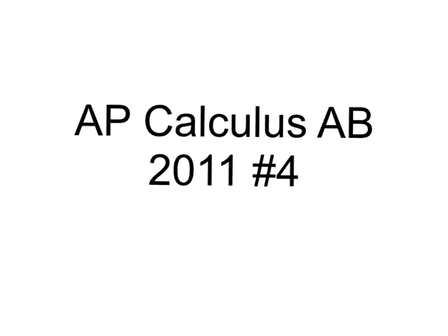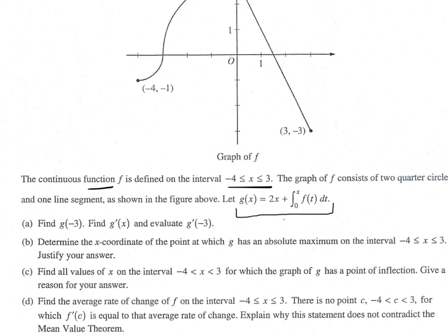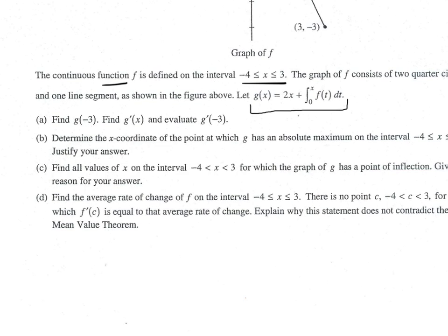This is number 4 from the 2011 exam. Okay, so we have this continuous function on our interval -4 to 3 that consists of 2 quarter circles and 1 line segment. And we're also given that g of x is 2x plus the integral from 0 to x of f of t. So part A, we need to find g of -3.